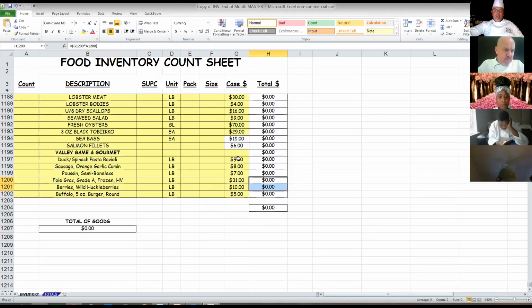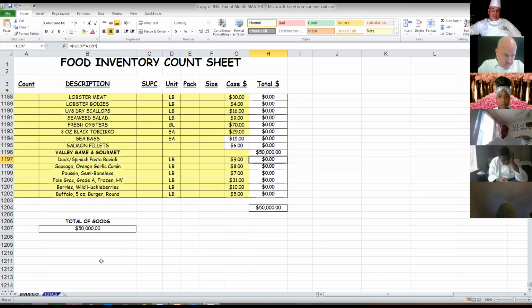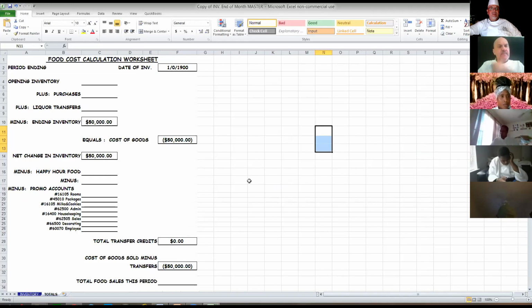Let's say I'm going to put here 50,000. See? Total cost, total goods is 50,000 at the bottom, right? In the bottom tab, with blue or purple, it says totals, another tab. Okay, here we go. What I just went through in the lecture, everything's already built in this sheet right here. It's a beautiful thing.